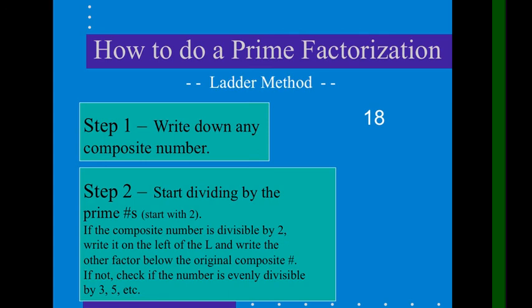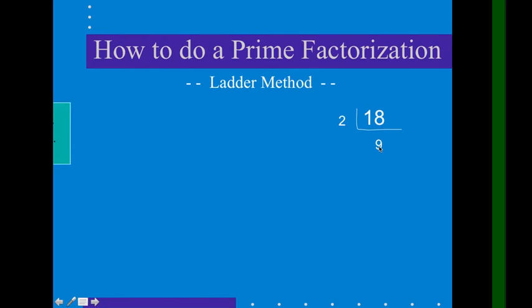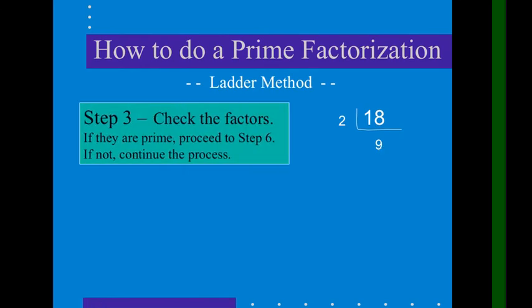Okay? Now, since 18 ay divisible by 2, i-divide natin siya by 2 by putting an L shape here at maglalagay tayo ng 2 dito. Ayan. And then 2 divide 18 is 9. So ilalagay natin siya sa ilalim. Ngayon, ang 9, anong prime number ang pwede kong i-divide sa 9? Tama. Pwede ko siyang i-divide by 3. So check the factors. If they are prime, proceed to step 6. If not, continue the process.